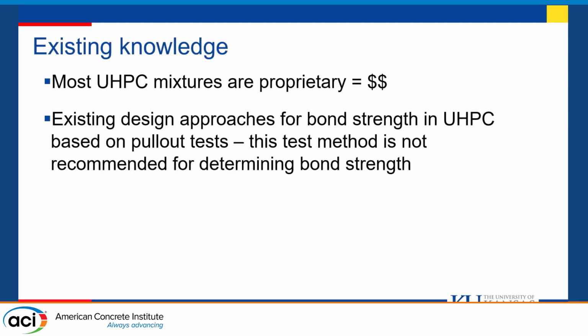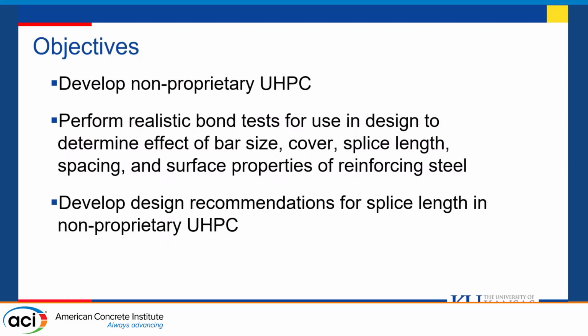So why do we need this research? Most UHPC mixtures are proprietary, which makes them too expensive. They are around 20 times more expensive than conventional concrete. And the existing design approaches for bond strength in UHPC are based on pullout tests. These pullout tests are not recommended for determining bond strength because the test setup used in this type of test will confine the concrete around the test bar, which results in higher bond strength than the actual one.